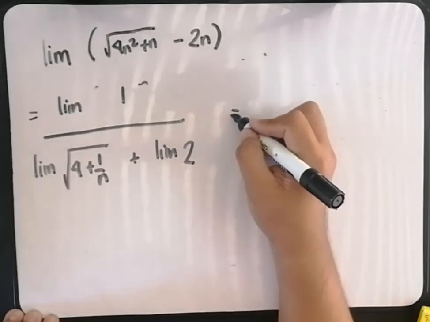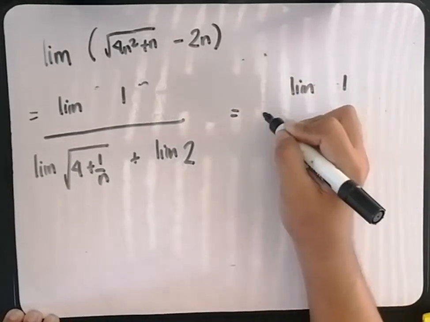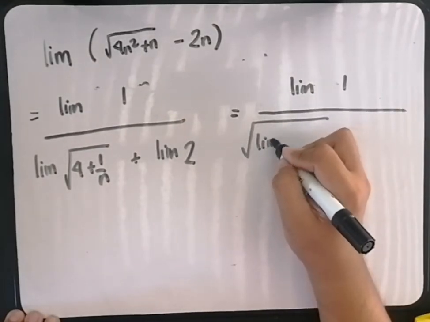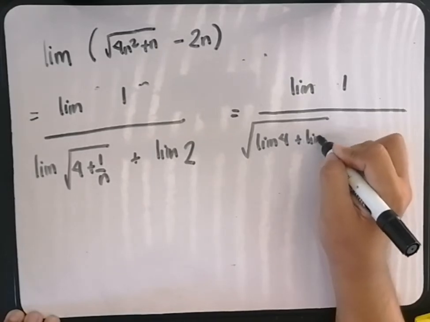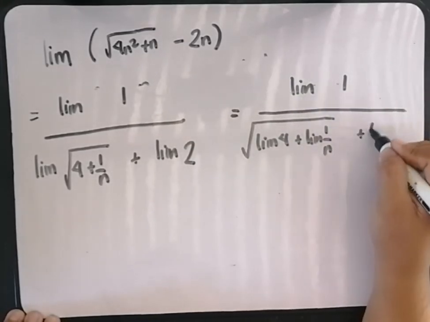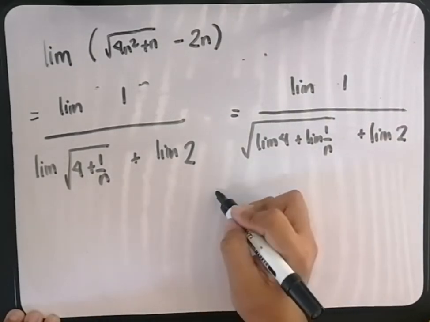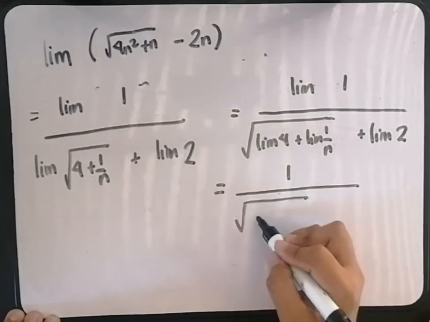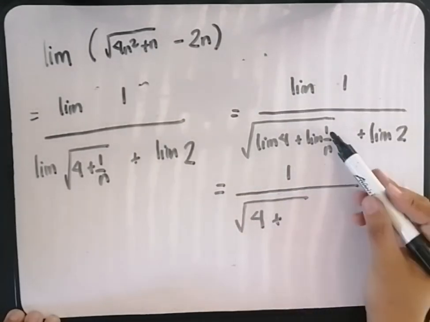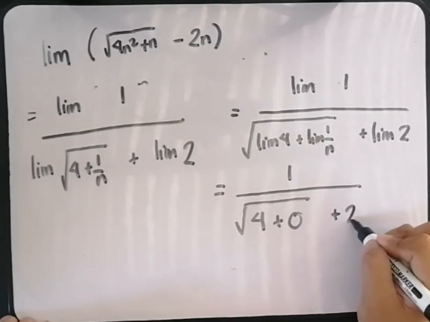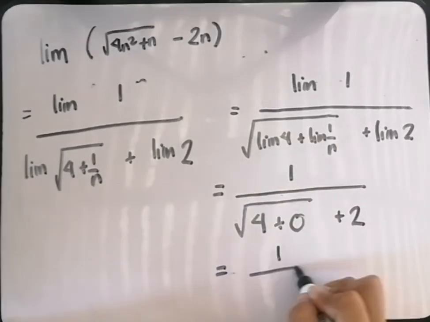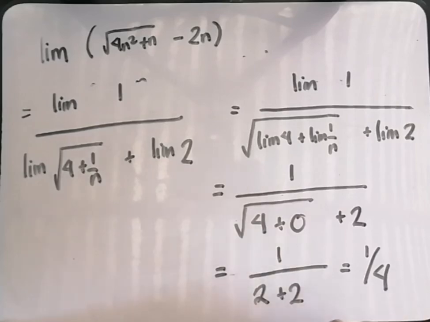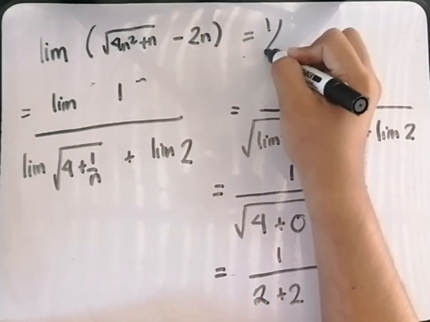Or we now have the limit of 1 over the limit of 4 plus the limit of 1 over n plus the limit of 2. This gives us now the limit of 1 is 1 over the square root of the limit of 4 plus limit of 1 over n is 0 plus 2. So we have 1 over 2 plus 2, or equal to 1/4. Therefore, the limit of this is equal to 1/4.